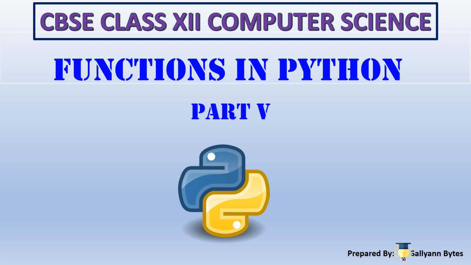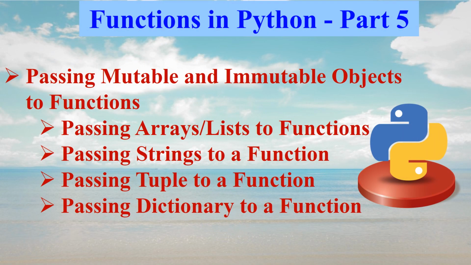Today, I am here to teach Functions in Python, Part 5, for the class 12 students of Computer Science. In this video, we are going to learn passing mutable and immutable objects to functions, passing arrays or lists to functions, passing strings to a function, passing tuple to a function, passing dictionary to a function. So let's dive in and get started.